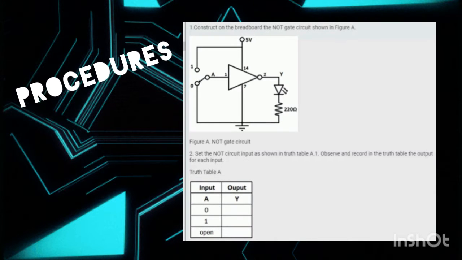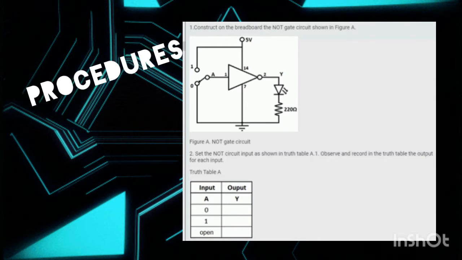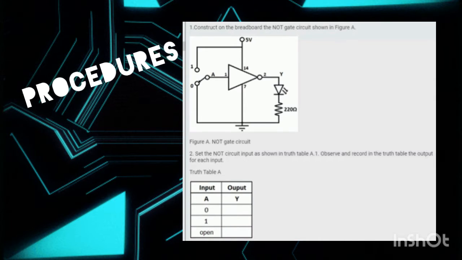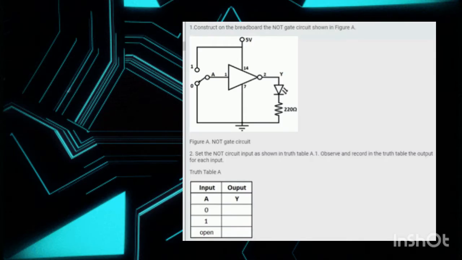The first one is to construct on the breadboard the NOT gate circuit shown in figure A. Figure A is a simple schematic diagram for the NOT gate where 1 is the input and 2 is the output, and 7 is the ground and 14 is the VCC.